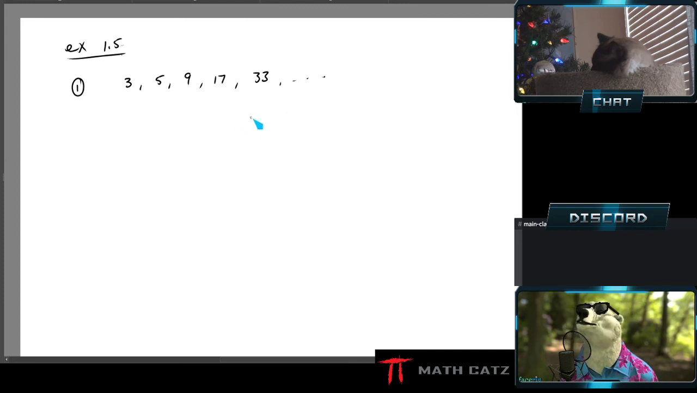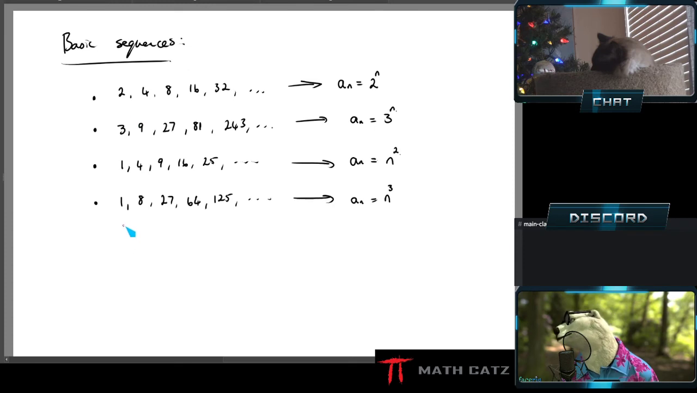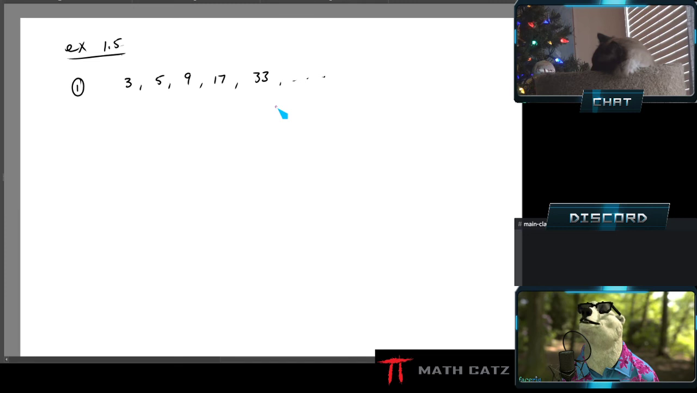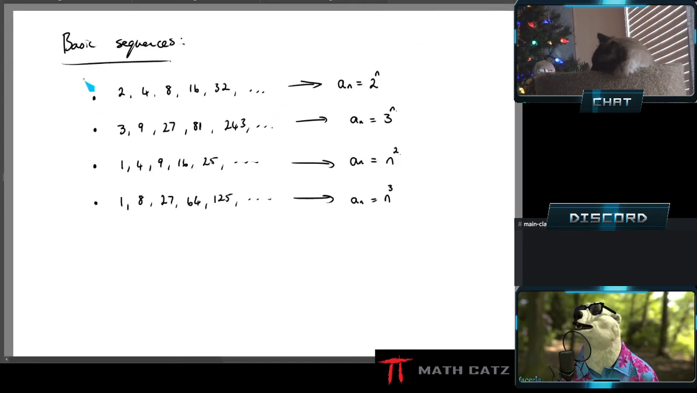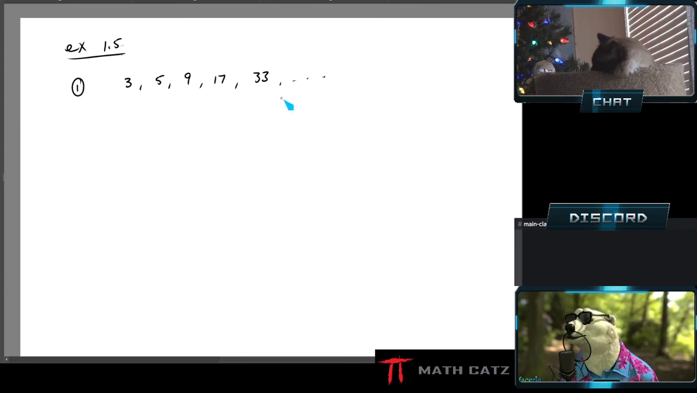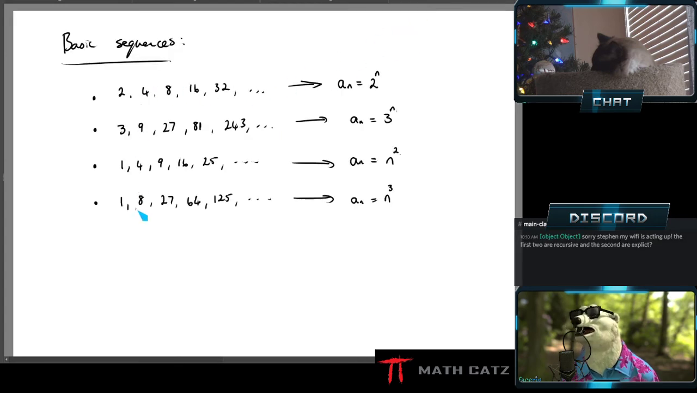Now my first issue is to match this with one of these 4. Somehow, this given sequence is built on one of these 4. By making some small adjustment to one of these, I'll be able to get this sequence. So my first question isn't find the formula. My first question is, which one of these basic sequences is it connected to?